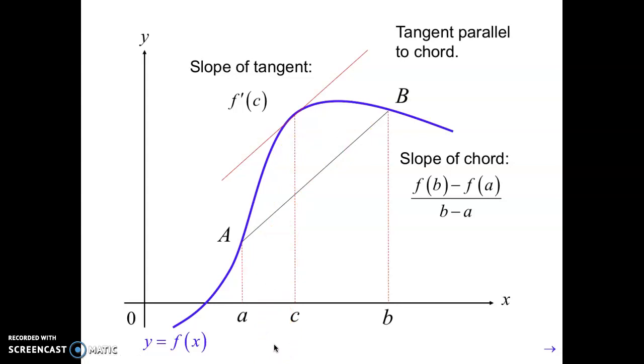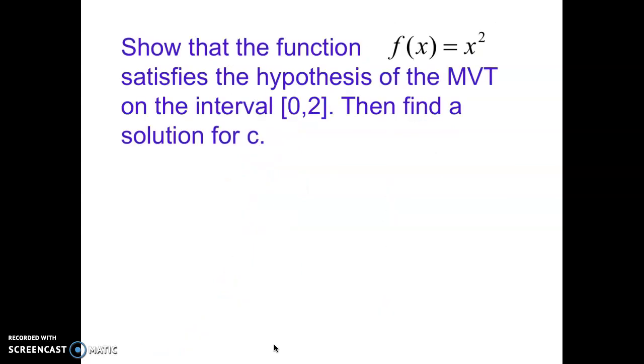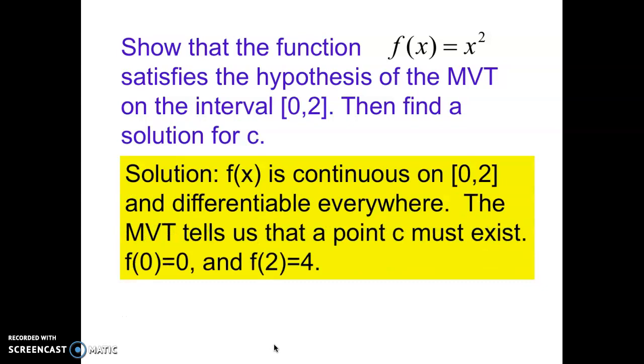So, show that the function f of x equals x squared satisfies the hypothesis of the mean value theorem on the interval from 0 to 2. Then find a solution for c. Well, first of all, we know that x squared is a continuous function that is differentiable everywhere, and especially on the closed interval from 0 to 2. So I have a closed interval and I have a differentiable function. Therefore, the hypothesis of the mean value theorem is satisfied.